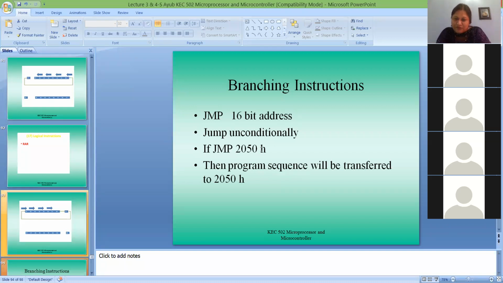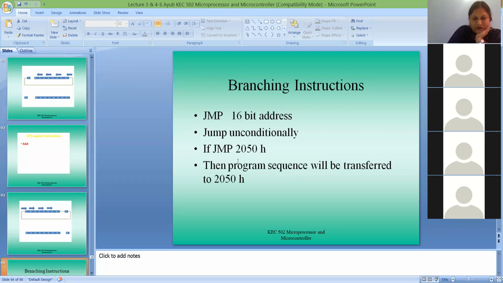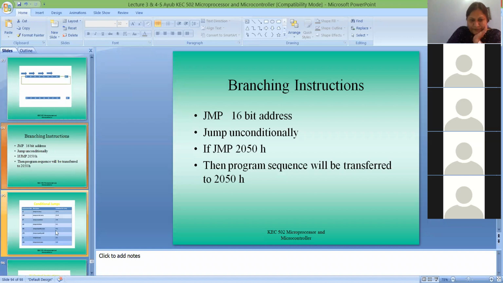Execution will start from 2050 because it has branched to the 2050 memory location. It will leave the previous execution and start the new execution available from the 2050 memory location. This is called unconditional because you are not checking any condition, you are just jumping.